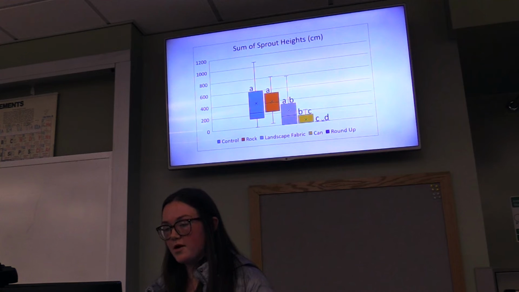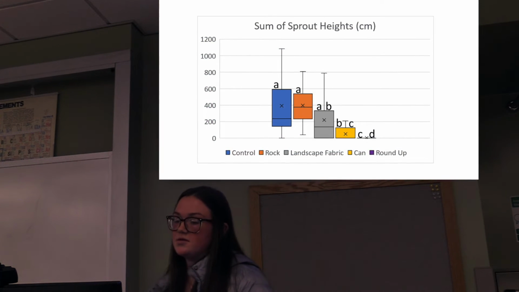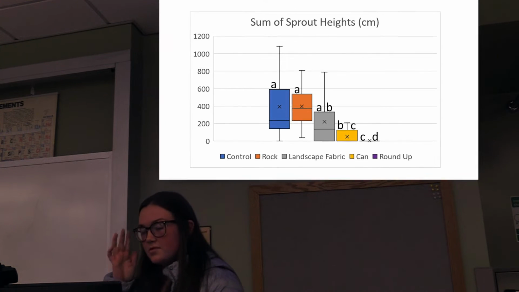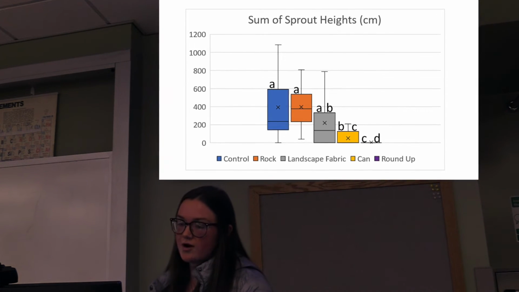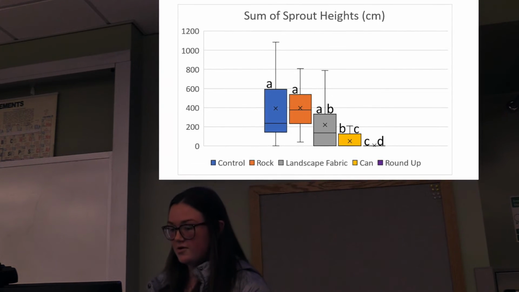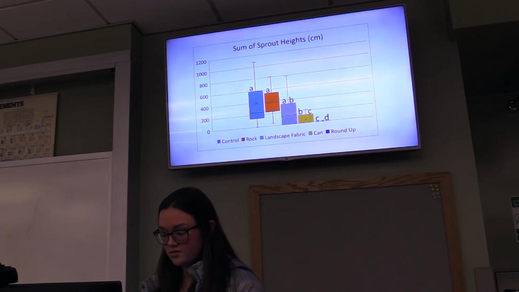This is the sum of the sprout heights. As you can see, it's pretty much the same. There were a lot of sprouts on the control, and the landscape fabric and the rock. The cans and the Roundup were the ones that did the best.